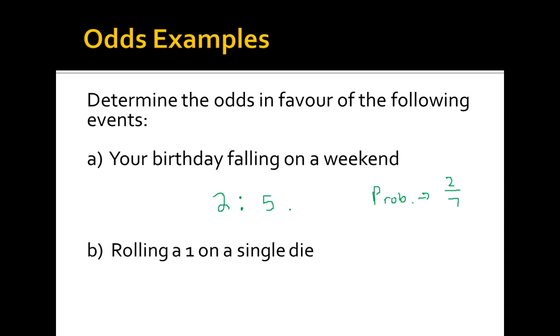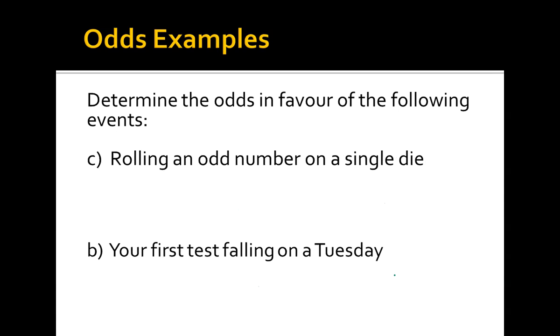Rolling a 1 on a single die. Well, there's one outcome that's a 1. There's 5 outcomes on a single die that aren't 1. So it'd be 1 to 5. And again, the probability would be 1 out of 6, we know that. And you can see those line up using the rule we discussed earlier. Why don't you guys try the next two? So that should be D. And then see what you come up with. Unpause the video. We'll take these two up.